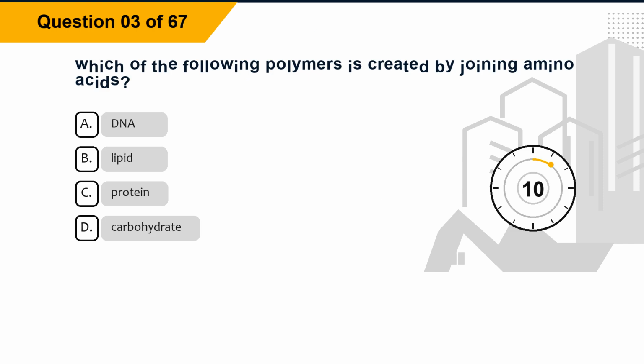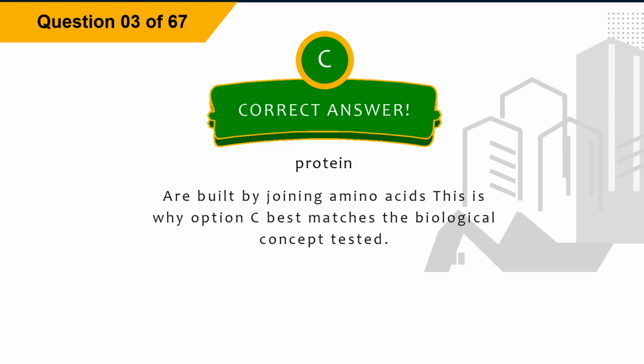Question 3. Which of the following polymers is created by joining amino acids? Option A, DNA. Option B, lipid. Option C, protein. Option D, carbohydrate. The correct answer is option C, protein. Explanation. Proteins are built by joining amino acids. This is why option C best matches the biological concept tested.